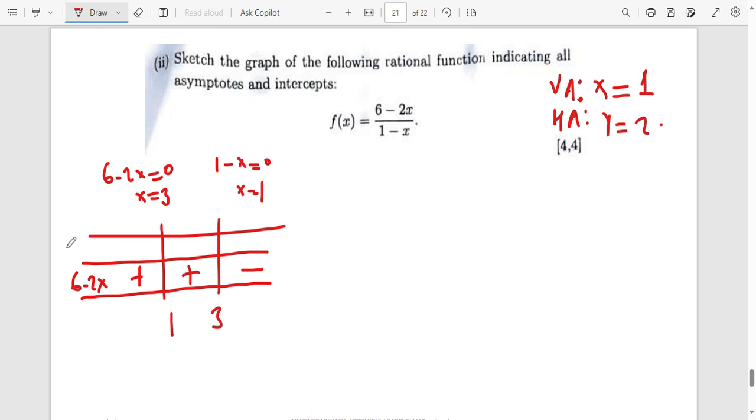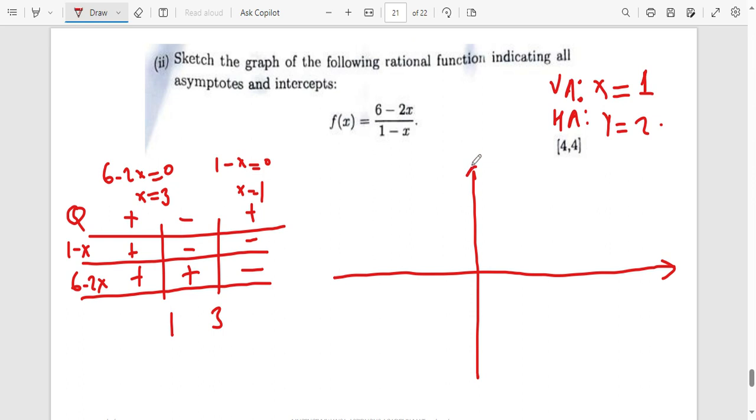And then we also had the 1 minus x. When we equated 1 minus x to 0, we found 1. Anything above 1 will give me negative, for example, try 2: 1 minus 2 is negative. Anything below 1 will be positive. These two factors, remember, they were dividing, we're interested in the quotient. Positive over positive is positive, negative over positive is negative, positive over negative is positive. Now we can sketch our graph.